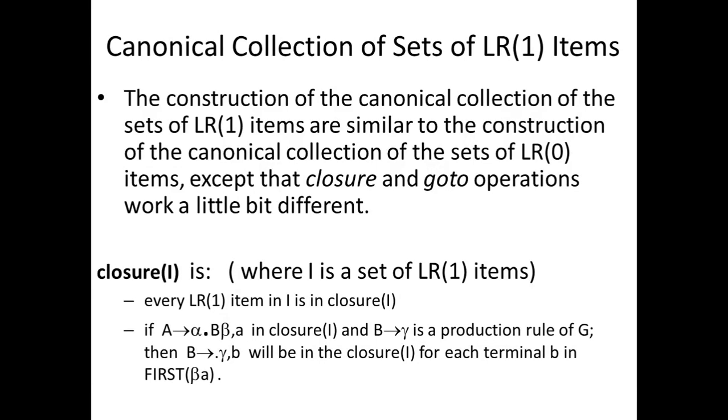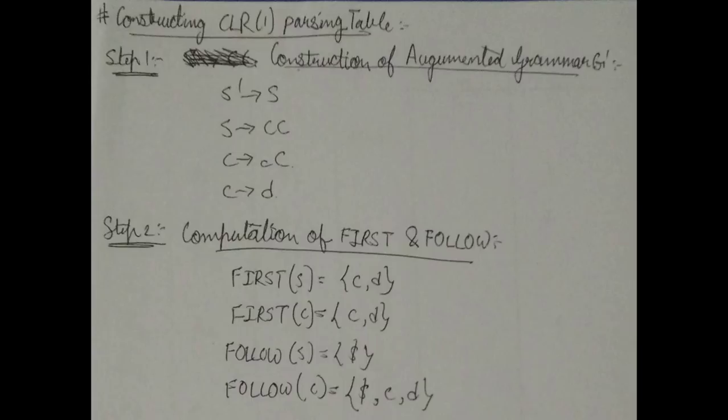For constructing the first and follow, we use the same values which we used in the past for constructing the CLR1. First of S is equal to small c, small d. First of C is equal to small c, small d. Follow of S is equal to dollar. Follow of C is equal to dollar, small d, small c.